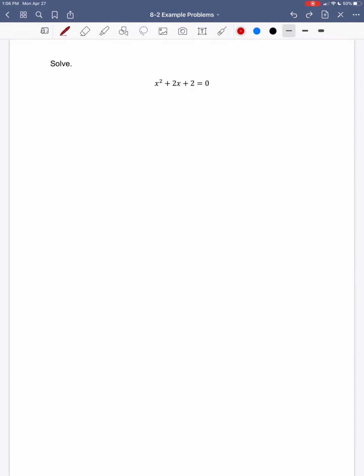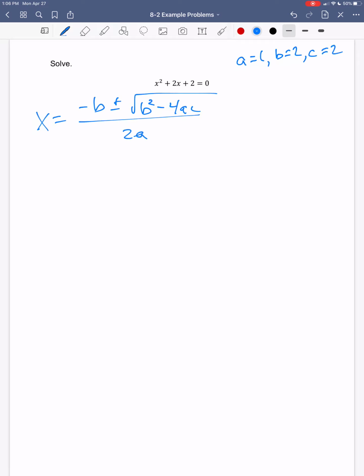Okay, this one's pretty straightforward, right? It's already in the right form. It's pretty easy to say A is 1, B is 2, C is 2. So I just write down the quadratic formula, x equals minus b plus or minus the square root of b squared minus 4ac all over 2a. I'm going to use parentheses.